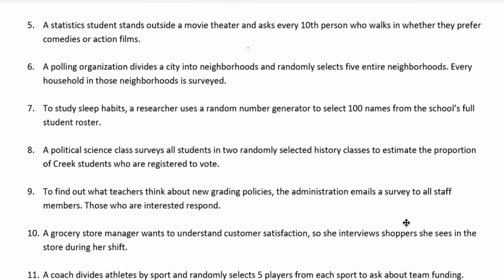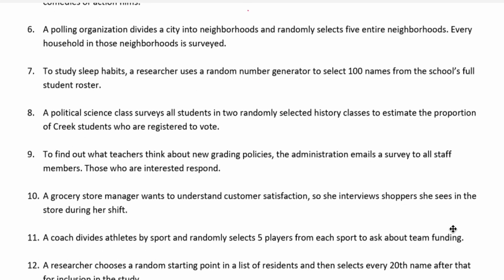8. A political science class surveys all students in 2 randomly selected history classes to estimate the proportion of Greek students who are registered to vote. This will be a cluster sample because it surveys all students in 2 randomly selected history classes. The clusters are similar, so if you randomly select 2, it doesn't matter, it will still be representative of the whole population.